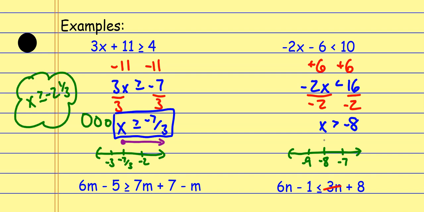No equal to condition, so I use an open dot. Greater than, I shade to the right. And again, this is my answer. The graph just gives me a visual representation, and I'll use it to check later.